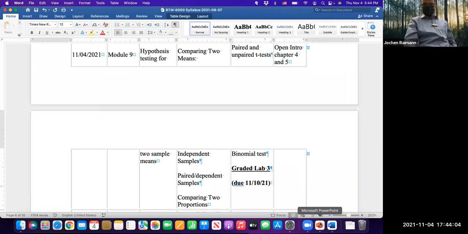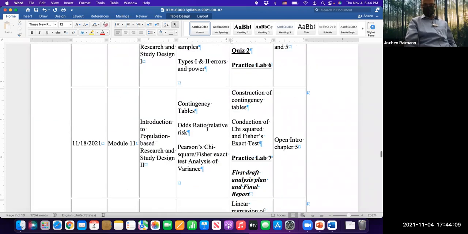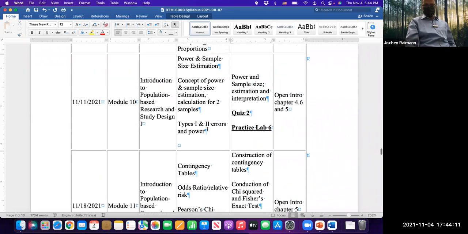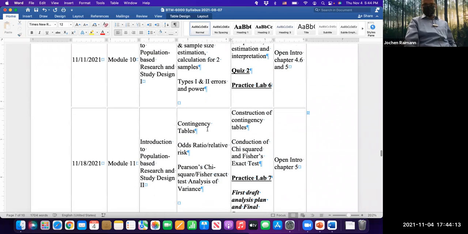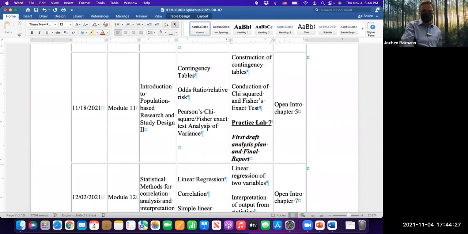Yeah, first analysis plan is due. We do a quiz next week, which is going to be a more practical quiz. So you will do some calculations, some simple calculations. Not too complicated, but it's gonna get you in feet a bit. Not too terrible, but it's gonna be fun. Then we do practice lab 7 on 11/18, and this is when the first draft is due.